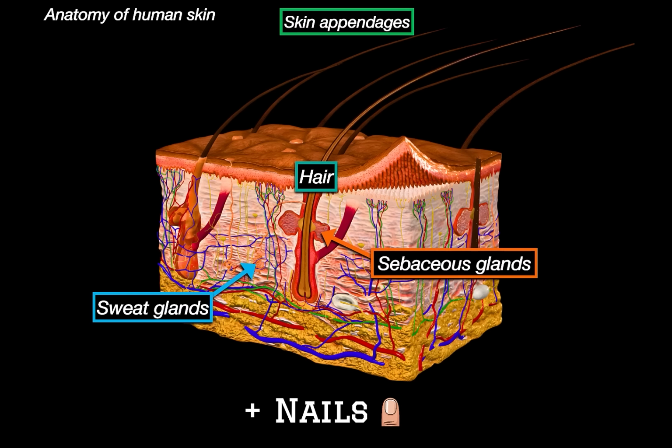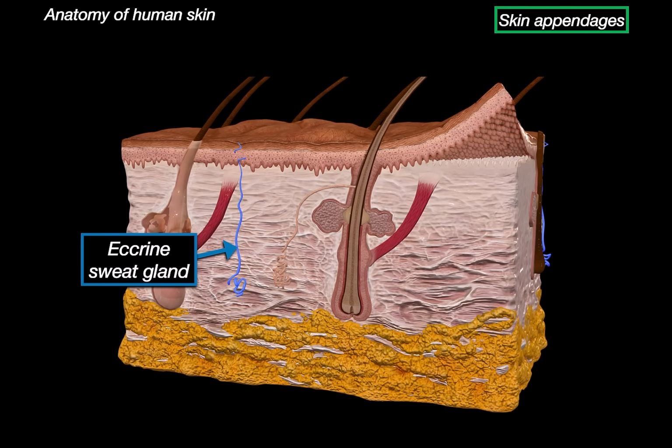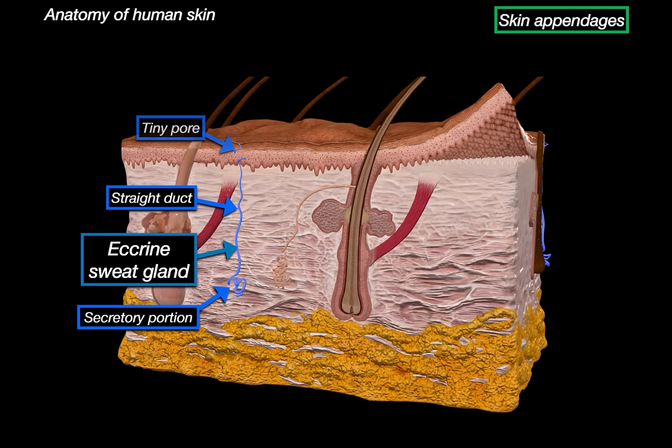We will start with the sweat glands. The most common type is the eccrine sweat gland. Under the microscope, each eccrine gland looks like a simple coiled tube. The secretory portion is a tight ball of tubules deep in the dermis or upper hypodermis, and from that ball, a straight duct runs up through the dermis and epidermis and opens directly onto the skin surface as tiny pores.